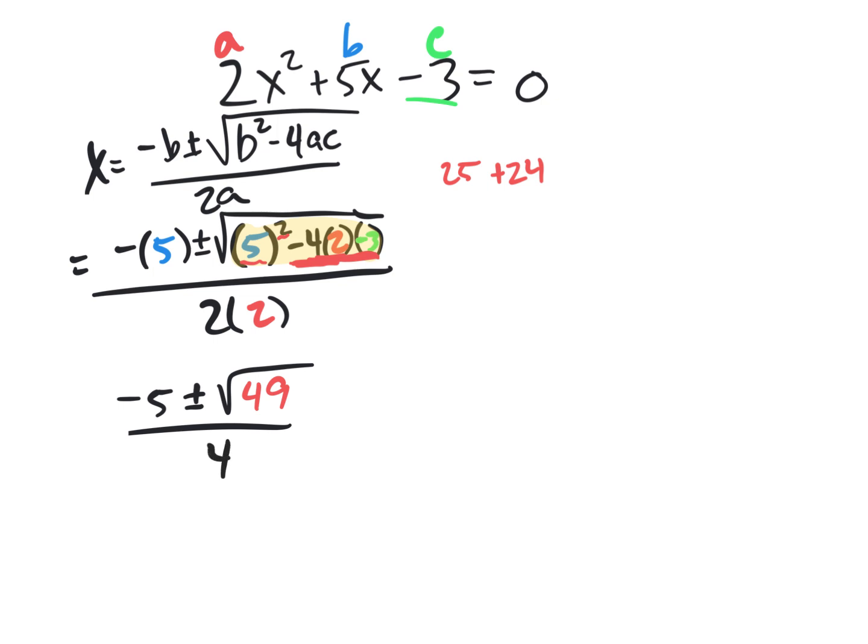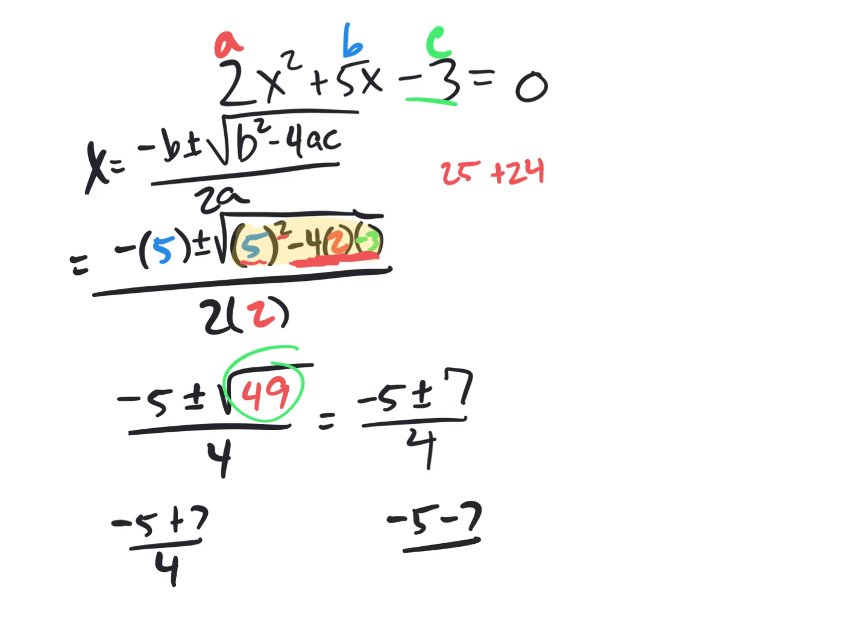Okay? Now, the beauty of this is the square root of 49 is actually the nice number 7, no more square roots. So what I end up with is -5 plus or minus the beautiful number 7, no more square roots, divided by 4. Now, the plus or minus actually means that you're going to get two answers. You're going to do -5 plus 7 divided by 4 and -5 minus 7 divided by 4. That'll give you two different answers. So let's write that down. -5 plus 7 divided by 4 and -5 minus 7 divided by 4.